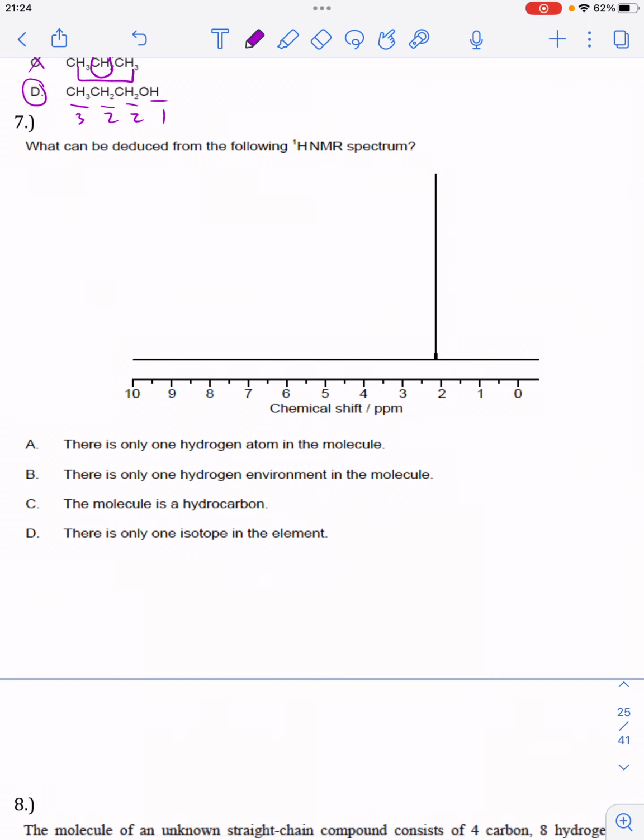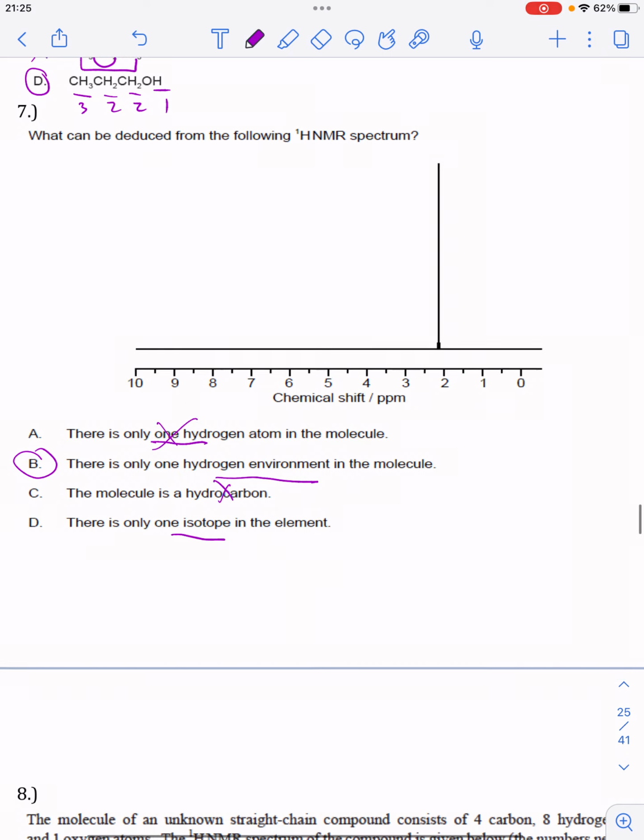What can be deduced from the following H NMR spectra? Looks like there's only 1 environment of hydrogen. There is only 1 hydrogen environment in the molecule. It doesn't tell us that it's a hydrocarbon, only carbon and hydrogen. It doesn't tell us anything about isotopes, and it doesn't tell us the number of hydrogen atoms.